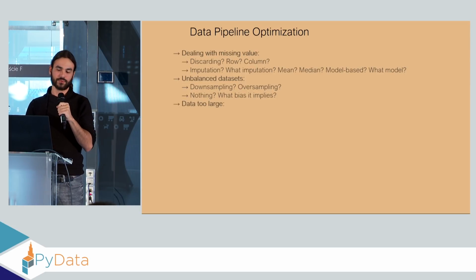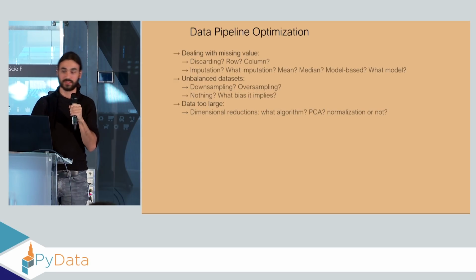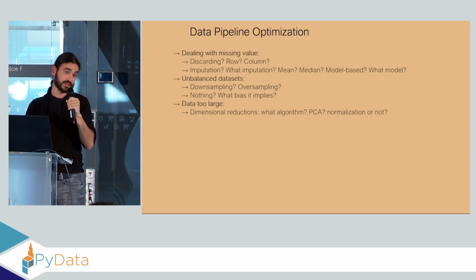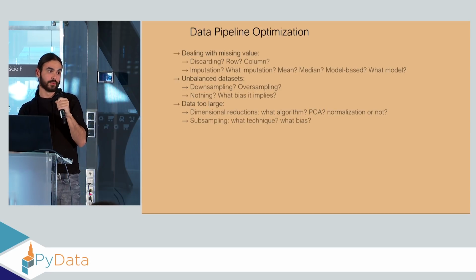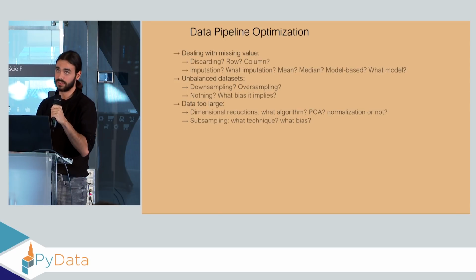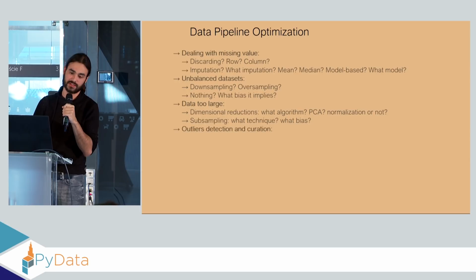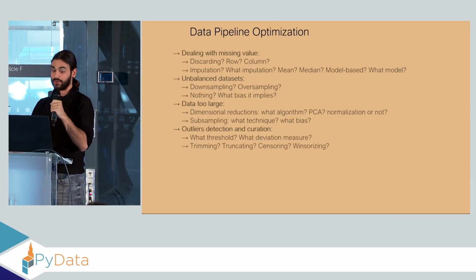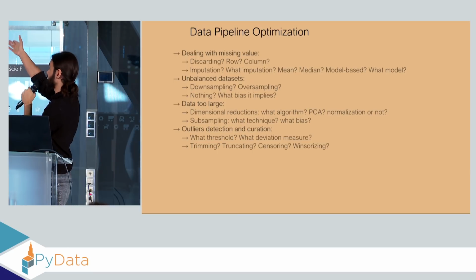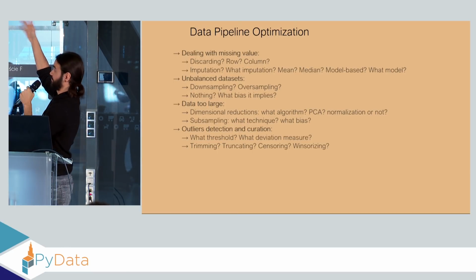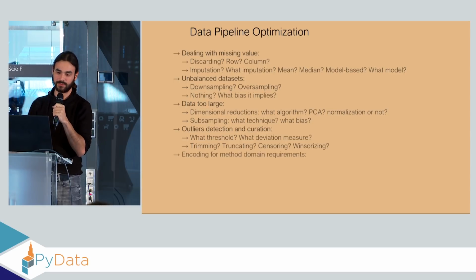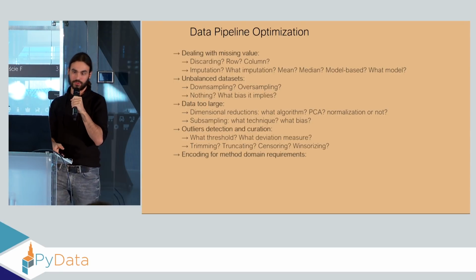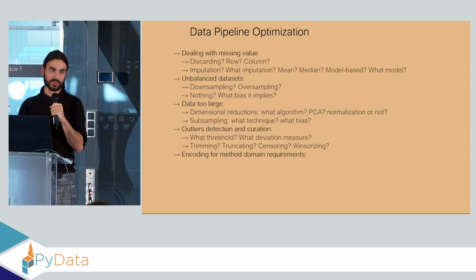If the data is too large for your computational power, you will probably use dimensionality reduction algorithms. What type of algorithms? PCA, but with what kernel? I mean, linear or nonlinear, with what kernel? Are you doing a normalization or not? Are you using subsampling maybe? What technique? What bias does it imply for your data? Outlier detection all the time. What threshold? What deviation measure are you using? Are you using trimming, truncating, censoring, left censoring, right censoring, and the list goes on and on. Winsorization, maybe. You have some methods that you would like to use, or some domain requirements.